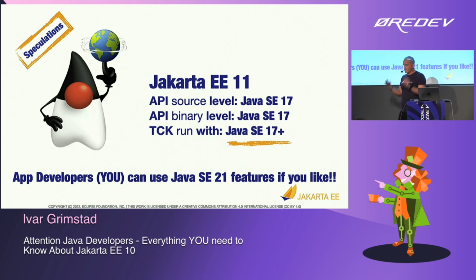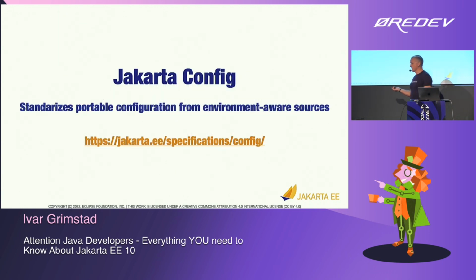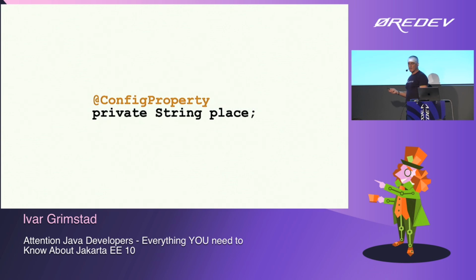What we're definitely sure about is that you will be able to run on the latest LTS when you are getting it released. So most likely that will be around Java SE 21, which is next year. Jakarta Config is a new specification. It's standardized portable configuration. So you configure your application, and whether you drop it in a Kubernetes pod or wherever, it just picks up the environment and configures the application for you. You can use CDI to do that with @ConfigProperty or similar. They're working on the exact syntax.